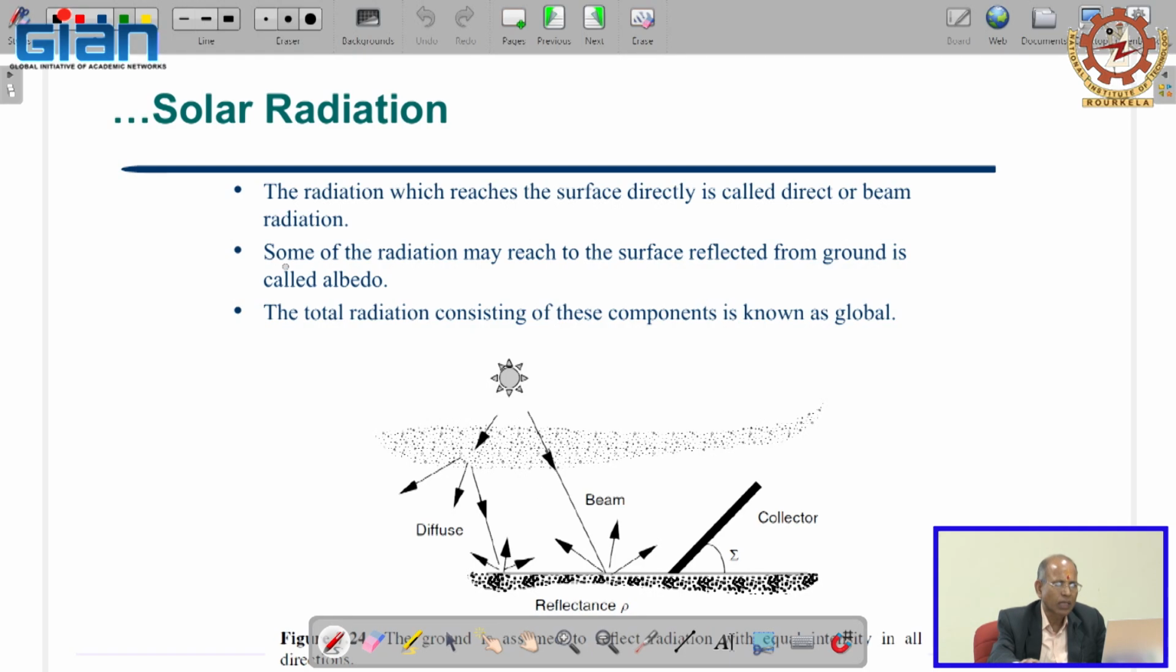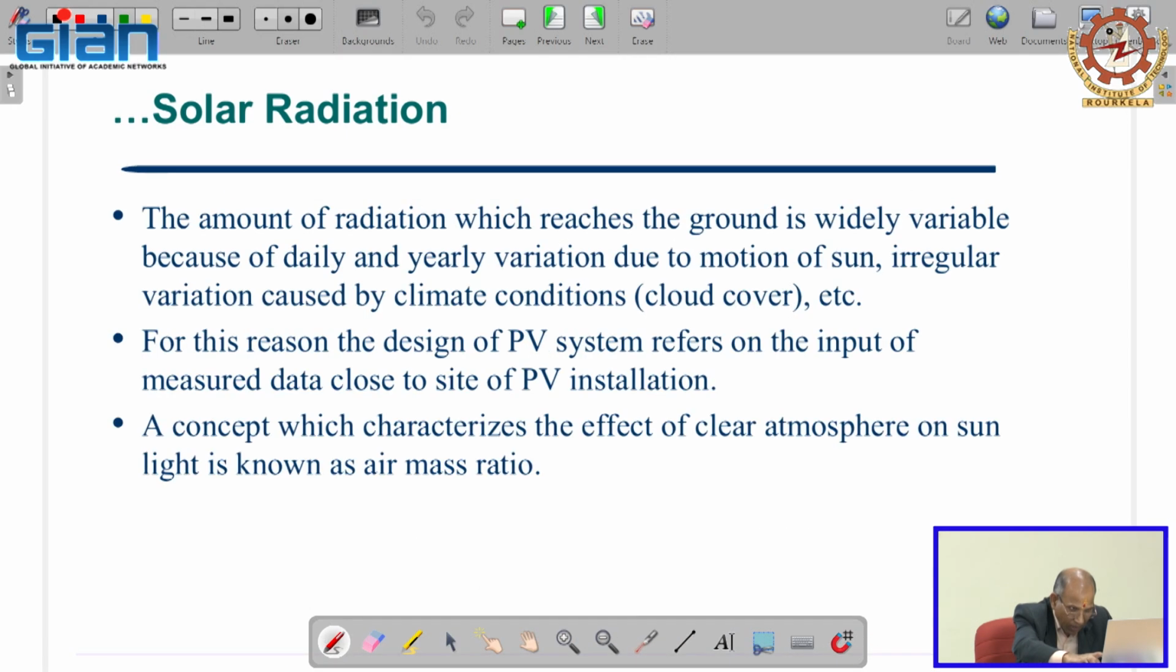Okay, some of the radiation may reach the surface reflected from the ground. So some of the rays reach the ground and then are reflected onto the PV system, called the albedo. The total radiation consisting of these elements is called the global. I'll explain this again. Again, this will come at a later part.